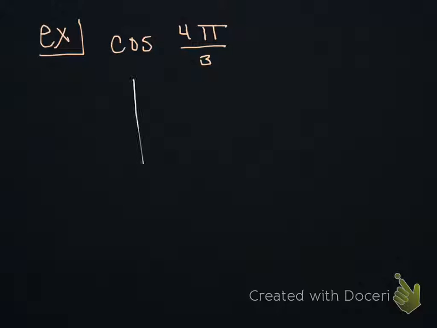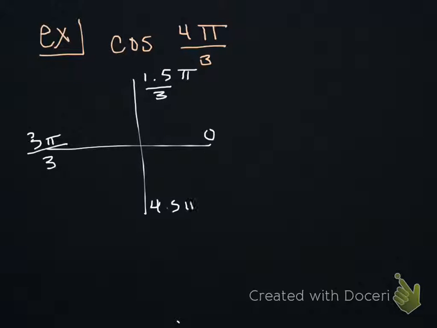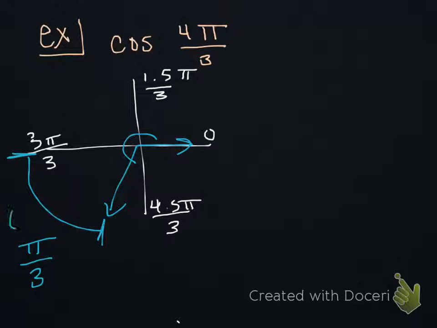So 4 pi over 3. I know here this is 0, and I know this is 3 pi over 3. And I know this is 1.5 pi over 3. So this is 4.5 down here. And I need to figure out where the 4 pi over 3 falls. That would be closest to there. So my distance from the x-axis, from there to there, would be 1 pi over 3. That's my reference angle. Because this is my reference angle, now I think of the coordinate. So pi over 3 has the coordinate 1/2 and root 3 over 2.